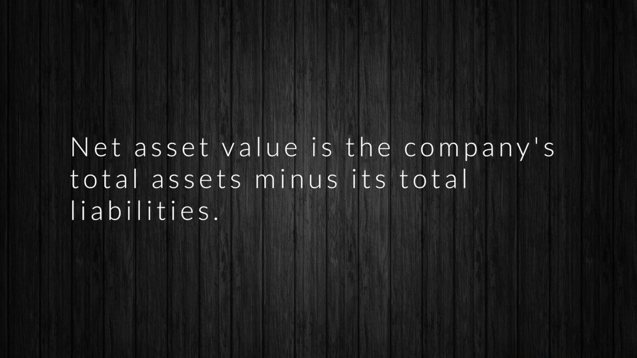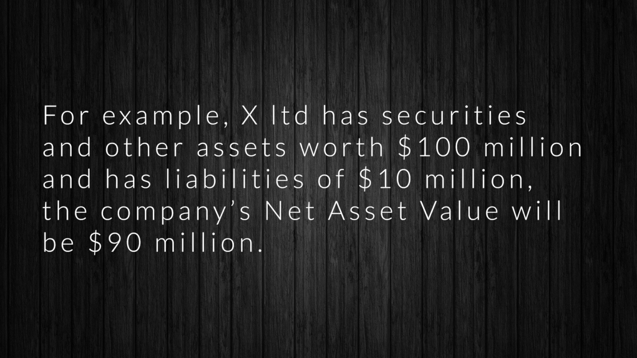So what are those? Net asset value is the company's total asset minus its total liabilities. For example, X Limited has securities and other assets worth $100 million and has liabilities of $10 million. So the company's net asset value will be $90 million. But think about it this way: because investment in the companies and things of that nature will change daily, the net asset value of the company is also going to change. So it's not like that 90 million is pretty much what the company is going to be worth for a very long time.